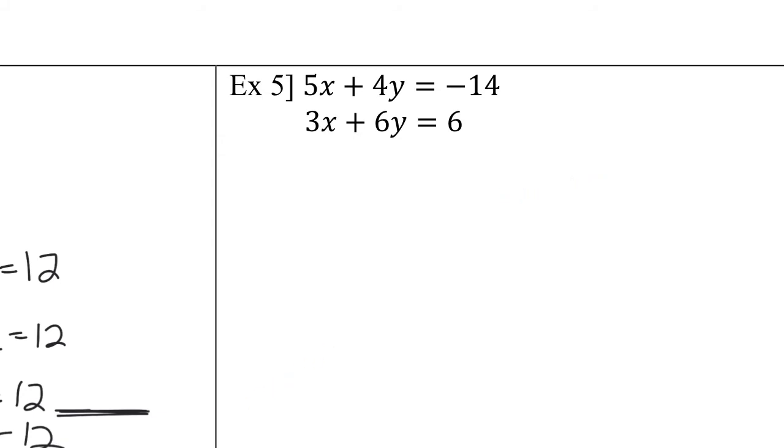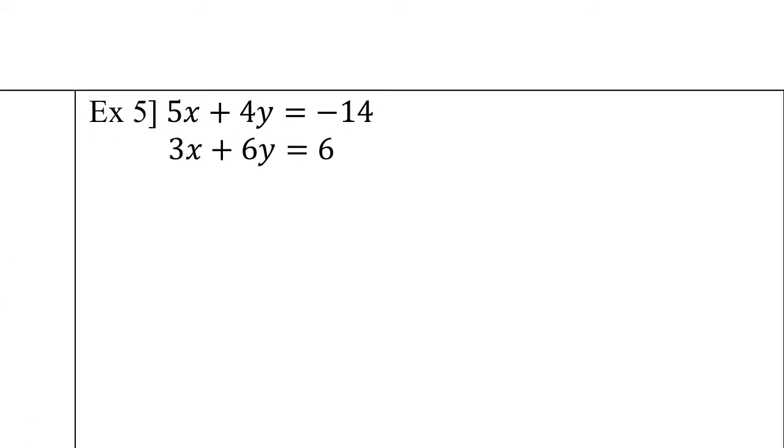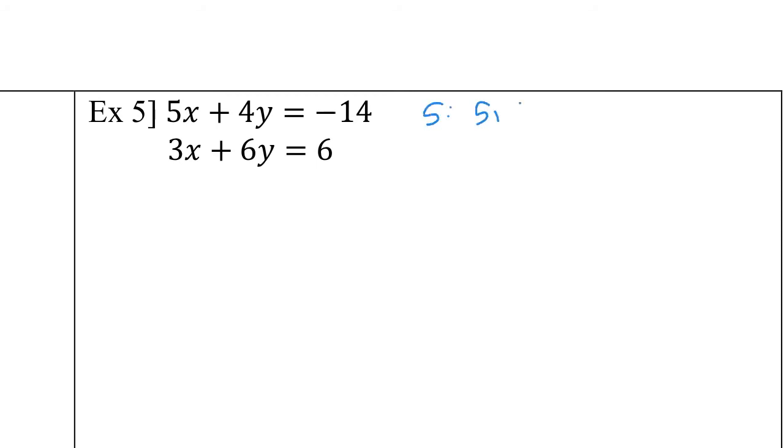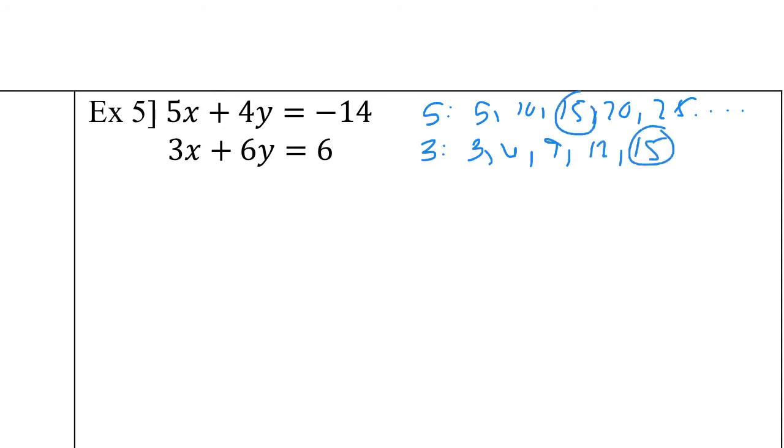So let's think about what's easier to get rid of. What we're going to talk about is lowest common multiples. So multiples are like when you skip count, like 2, 4, 6, 8, 10. Those are multiples. So if I look at the multiples of 5, I have 5, 10, 15, 20, 25, and so on. For 3, I have 3, 6, 9, 12, 15. Well, look, 15 is the lowest common multiple between the two of them.